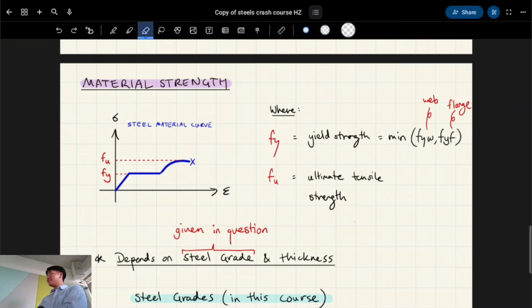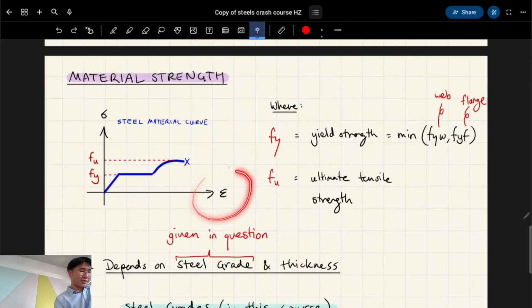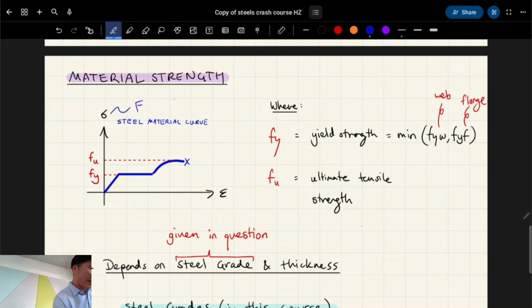Essentially, material curves you might have seen a little bit of in solid mechanics, but they become pretty important as you go along in structural courses. This is a stress strain diagram, so stress on the y-axis, strain on the x-axis, and stress is essentially analogous to a force, and strain is analogous to displacement. That's the very basics of it.